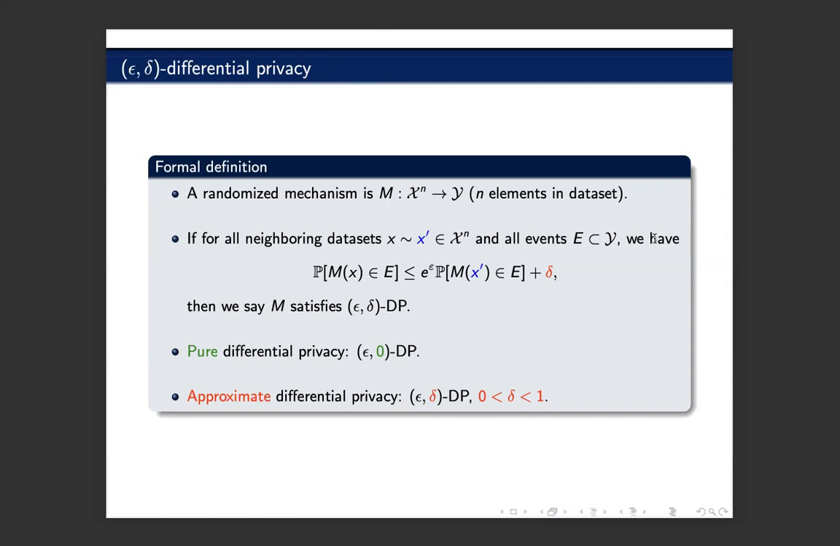If we don't have this delta term, this is called pure differential privacy. So think about epsilon being small, hopefully, and delta is some term that makes it a slack, because in some mechanisms we cannot have pure differential privacy, and of course we want to have this delta as small as possible.